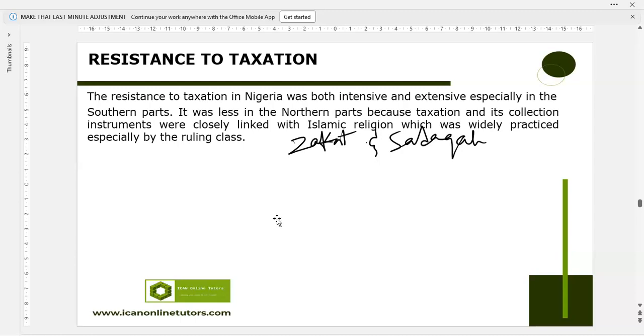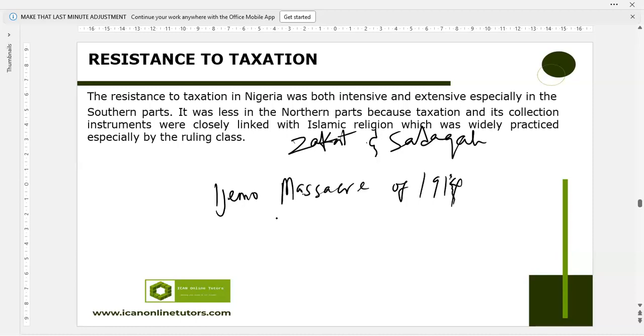So it's not new to them. So they embrace it, they accept it. But in the southern part of the country, trust me now, the Yoruba people, the Egbas, they revolted against the United Government because tax was imposed, and this led to the Ijemo massacre of 1914. So that's from the people of Abeokuta.